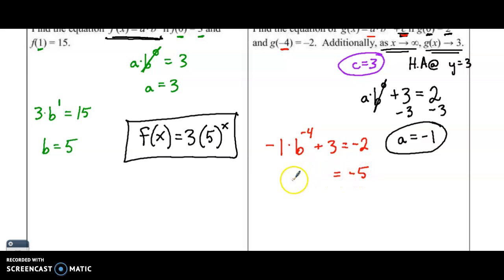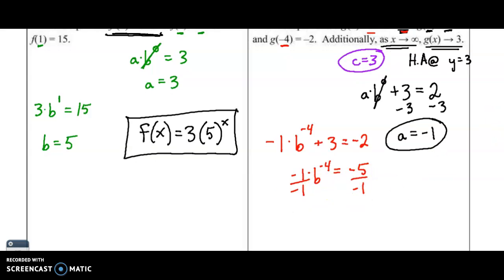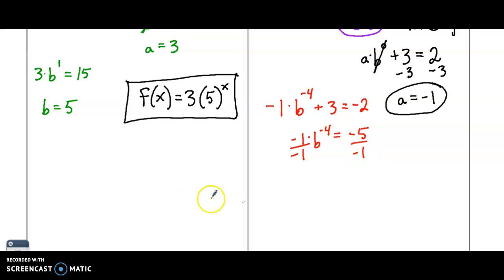It might be worth your while to rewrite this as 1 over b to the 4th. I don't know if that's helpful to anybody. Let's not do that. Let's give you a different option. So when you divide both sides by negative 1, we're looking at the positive 5. So then what I would do to undo the negative 4th power equals positive 5 is take it to the negative 1/4 power.